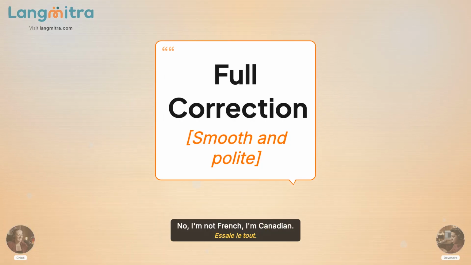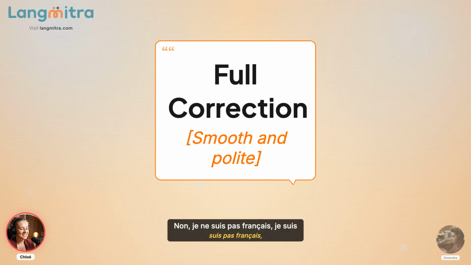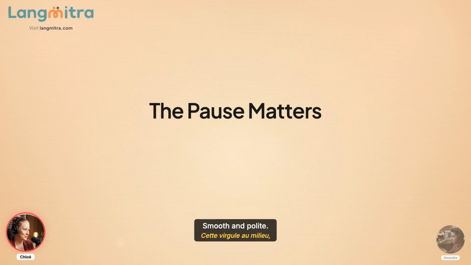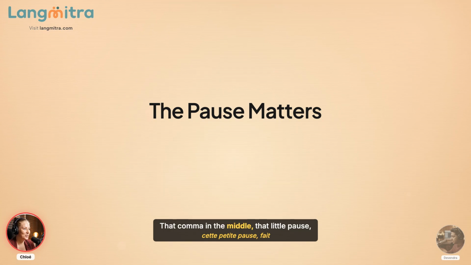I'm Canadian. Try the whole thing. Non, je ne suis pas français. Je suis canadien. Beautiful, smooth, and polite. That comma in the middle, that little pause, makes it flow naturally.